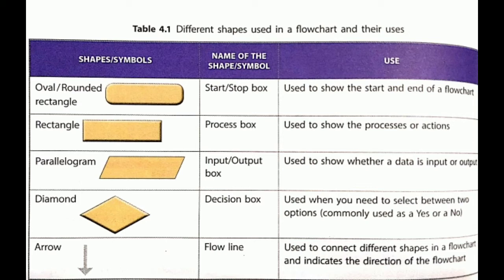So these are the different shapes which are used inside a flowchart. For start and stop, we use oval shape. For processing, we use rectangle. For inputting and outputting, we use parallelogram. For decision making, we use diamond. And arrows are being used to show the path of this flowchart.